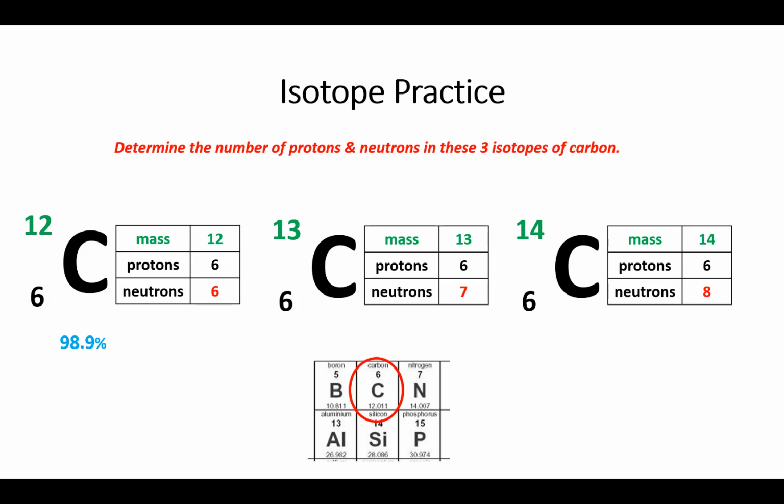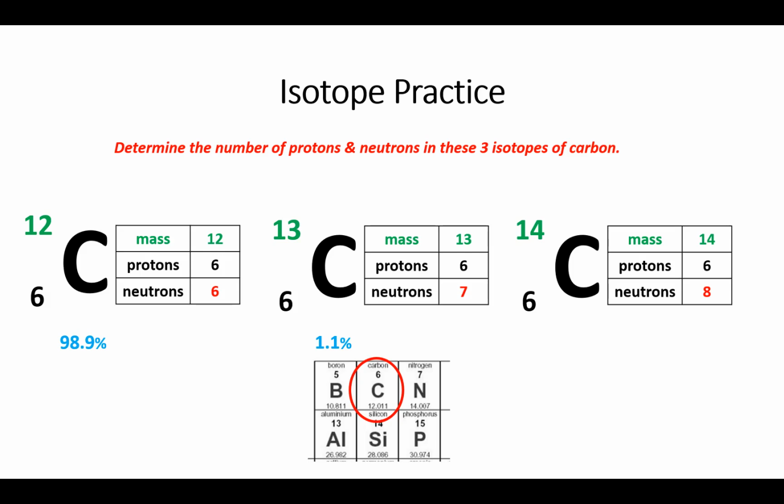98.9% of all the carbon is carbon 12. A little bit of it is carbon 13, 1.1%. And now you must be wondering, hey, shouldn't these percentages be adding up to 100%? Well, you're right. They do add up to 100%.